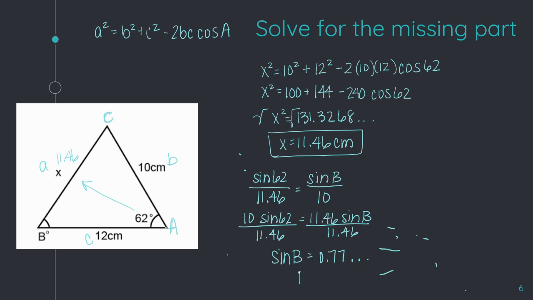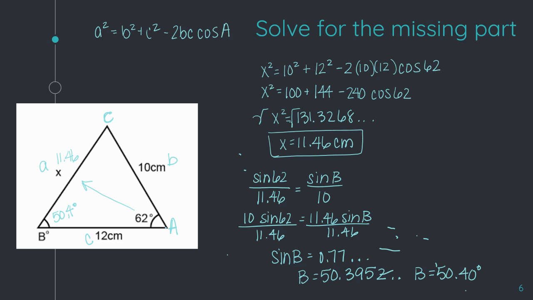and we get 50.395, etc. So I'm going to round that to 50.40 or 50.4. I guess it doesn't matter. So angle B is 50.4 degrees. From there, we can find angle C.